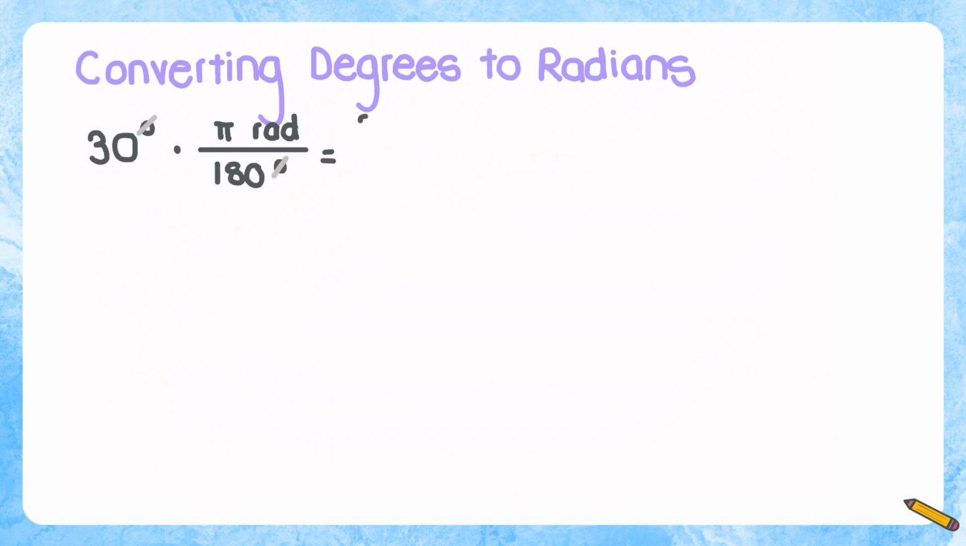I notice that the degrees will cancel out, so we're left with 30 pi, and I'm not going to write the radians, but technically 30 pi radians over 180. I can simplify this by dividing both the numerator and denominator by 30. So when we simplify it, this becomes pi over 180 divided by 30, which equals 6. So 30 degrees converts to pi over 6 radians. So we were able to convert from 30 degrees into pi over 6 radians.